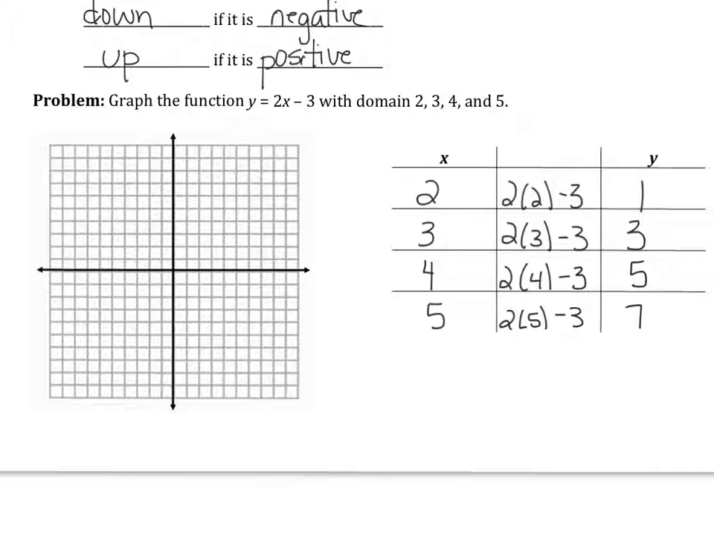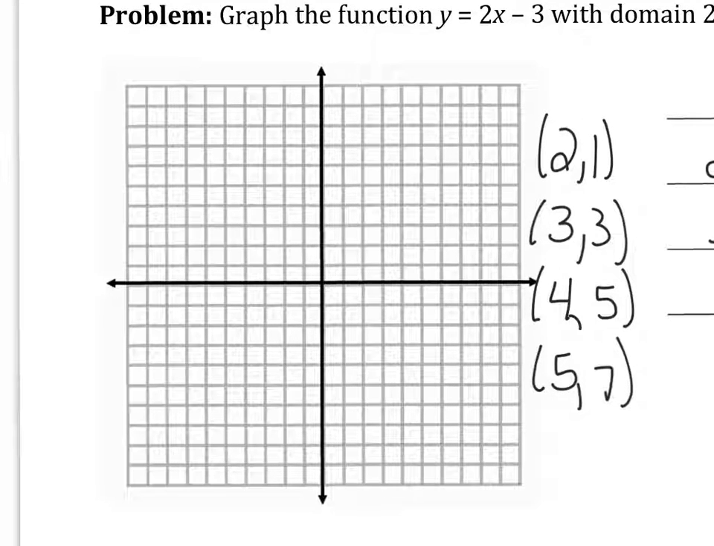So remember, the purpose of making this XY chart was to give us a set of ordered pairs that we could graph. So our ordered pairs are (2, 1), (3, 3), (4, 5), and (5, 7). So now I'm going to take these ordered pairs and graph them. I will count out where all these ordered pairs end up being.